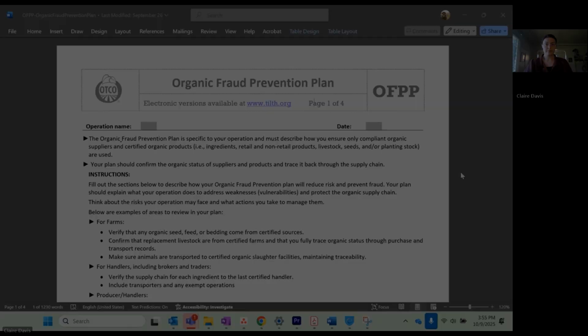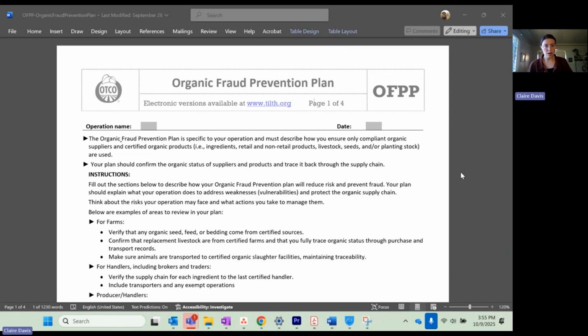Note this form only applies if you are sourcing or purchasing certified organic ingredients to bring onto your operation or through your processing or handling operation. If you do not source any organic ingredients for your operation, then this form does not apply to you. So with that, let's get started and jump into the module. All right, folks, here we are in the Organic Fraud Prevention Plan.